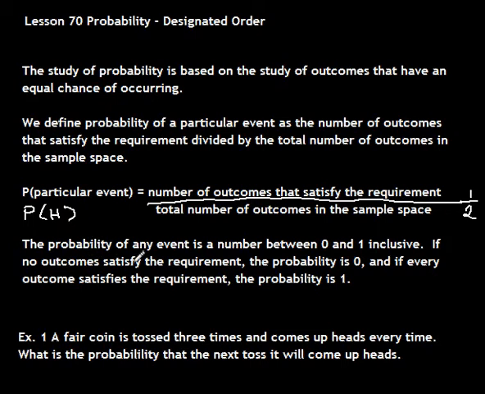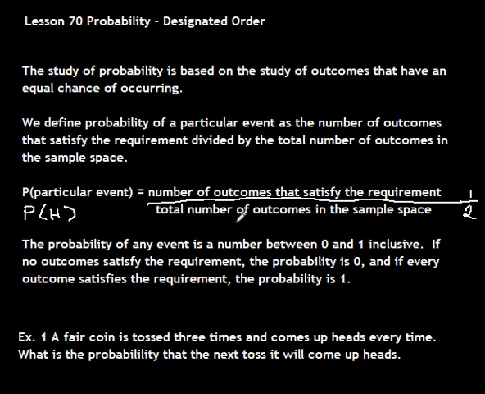The probability of any event is a number between 0 and 1. So you're not going to get 3. The probability of flipping a head is not 3. It's always going to be between 0 and 1 inclusive. If no outcomes satisfy the requirement, like, what's the probability of flipping a coin and getting 3? Well, there's no 3 on a coin, so the probability would be 0 out of 2. If no outcomes satisfy the requirement, the probability is 0, and if every outcome satisfies the requirement, the probability is 1.